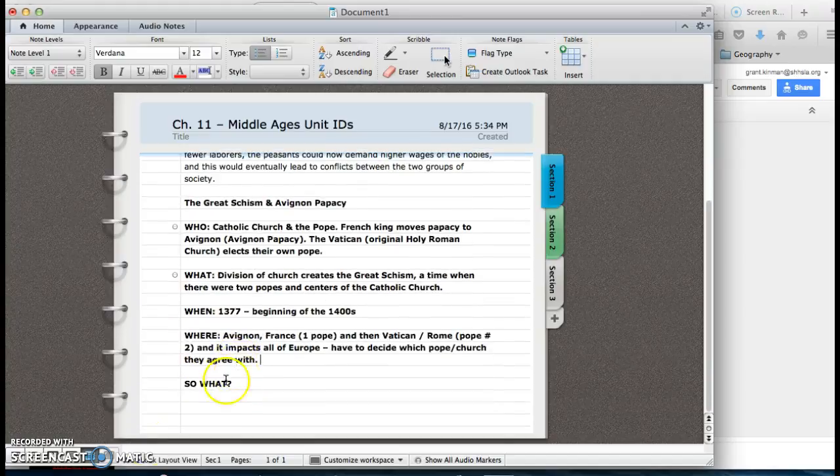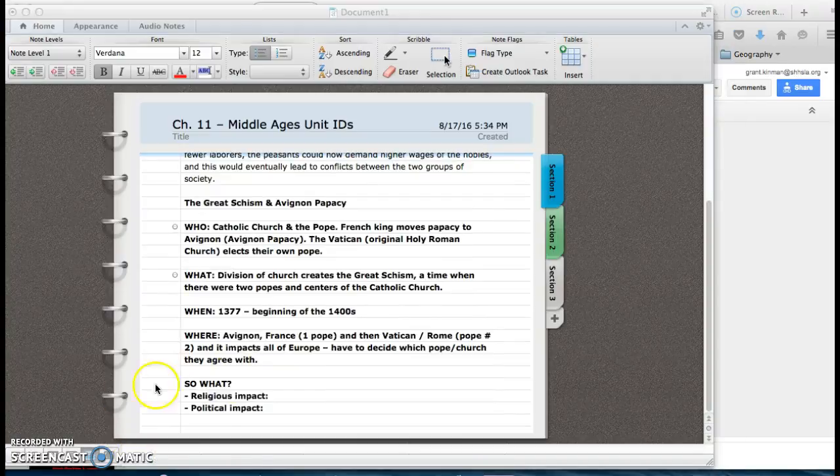Okay, so what? Now we're thinking about so what. Okay, for now, for your IDs, I'm going to have you do it like this. Write out 2 ideas, and in this case, because we're talking so much about religion, I think that'd be one obviously we want to go with. So the religious impact, and then we're going to talk about the political impact.